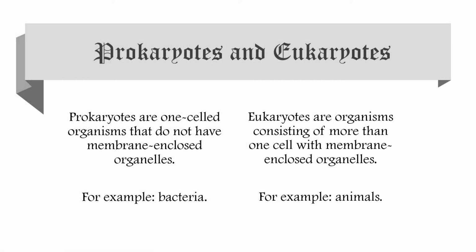Prokaryotes and eukaryotes. Prokaryotes are one-celled organisms that do not have membrane-enclosed organelles, bacteria, for example. Eukaryotes are organisms consisting of more than one cell, including membrane-enclosed organelles.